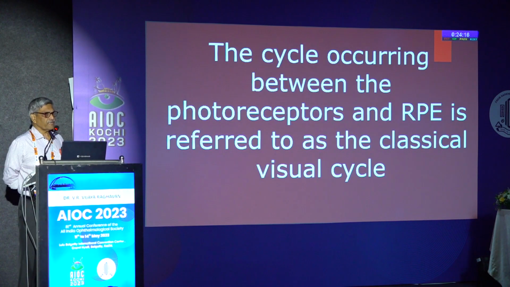For this regeneration, we require vitamin A. That's why vitamin A is a must for the regeneration of rhodopsin. If it is not there, naturally we get night blindness patients. That's why the patient takes more time to adapt in a case of vitamin A deficiency.